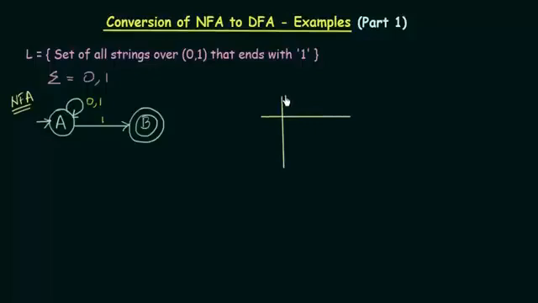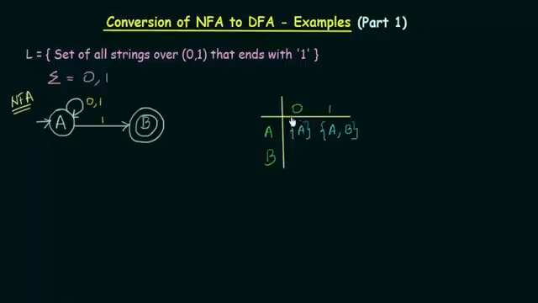So what will be the elements in my state transition table? I'll have my inputs 0 and 1 here, and here I'll have my states, which are A and B. A on getting input 0, where does it go? It stays in A itself. And A on getting input 1, what happens to A? It stays in A itself, and also it goes to B. It has two transitions, so that is why I'm using this set notation here, {A, B}. A on getting input 1 goes to both A and B.